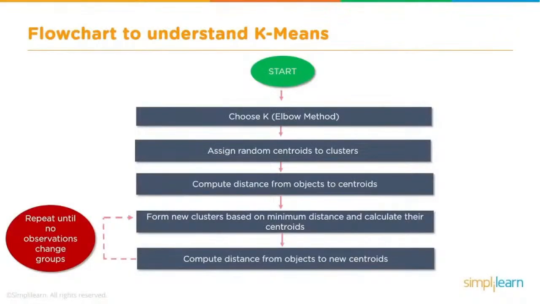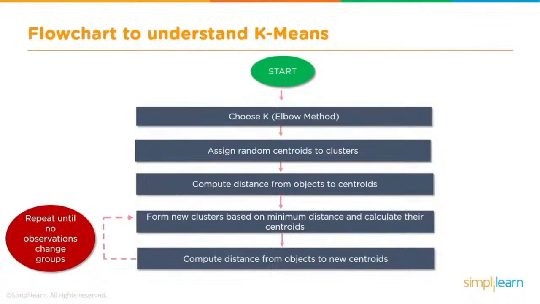So we start, we choose K, we'll look at the elbow method in just a moment. We assign random centroids to clusters, and sometimes you pick the centroids, because you might look at the data in a graph and say, oh, these are probably the central points. Then we compute the distance from the objects to the centroids. We take that and we form new clusters based on minimum distance and calculate their centroids. Then we compute the distance from objects to the new centroids. And then we go back and repeat those last two steps.